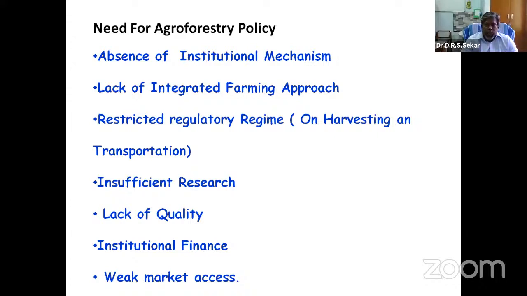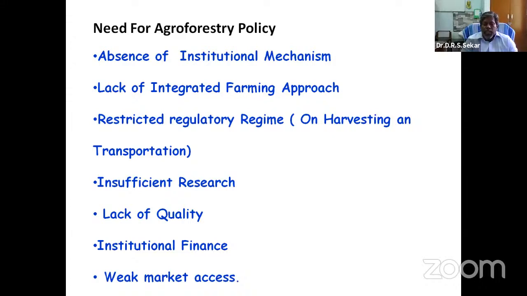It varies from state to state. The state legislative and forest departments have a lot of restrictions on species as well as quantity and other things. Insufficient research is another area where we need clear data, with site-specific, species-specific, or clone-specific planting stock or superior quality material for the farming community and stakeholders, which is very much essential. Another thing is the lack of quality planting stock. That's what I am mentioning now.